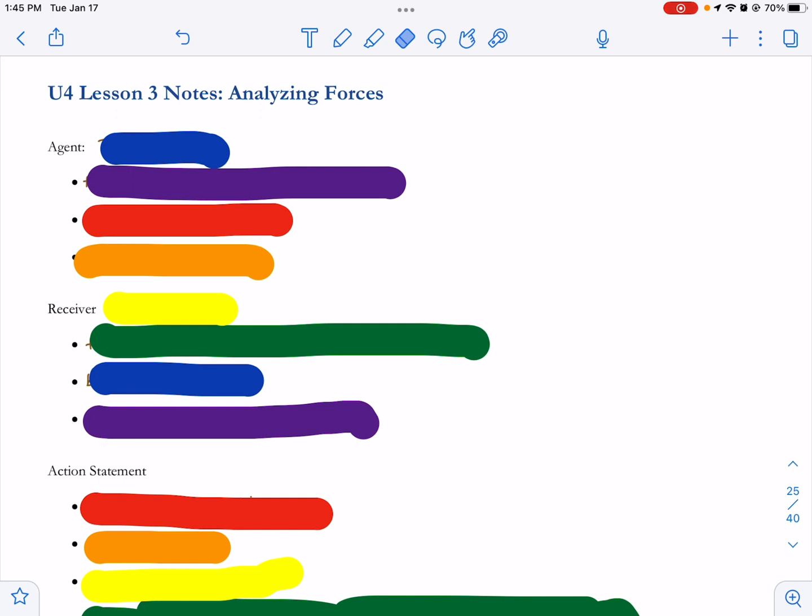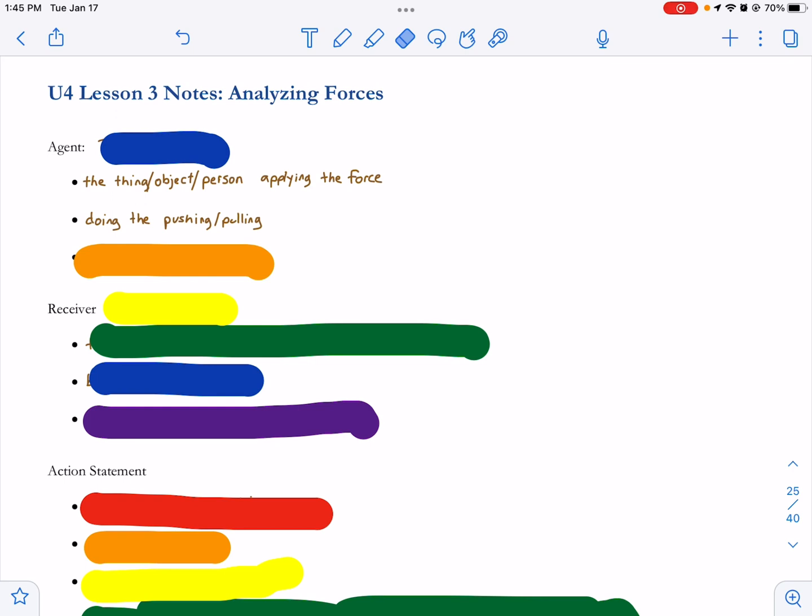It'll make a little bit more sense in Unit 5, but to begin with, the agent is the object, thing, or person that is applying the force. That's the person doing the pushing or pulling. So who's pushing, who's pulling, what's pushing, what's pulling, that's the agent. And there's always one agent per force. So this force, what's it caused by? What's doing that?